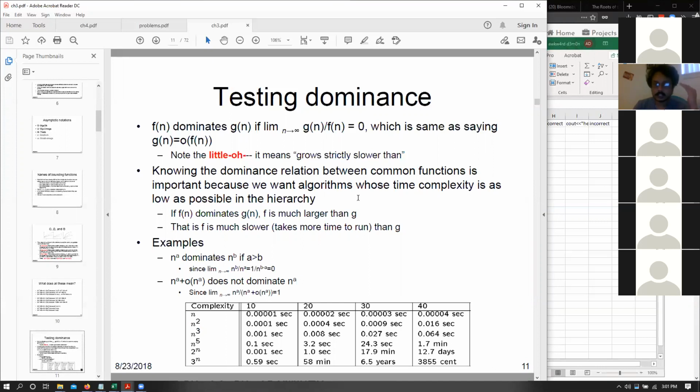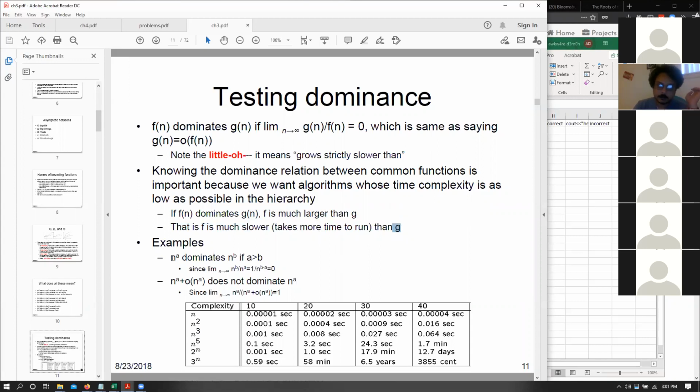So the dominance equation matters. So f(n) dominates g(n) if f is much larger than g, where f(n) is the equation in consideration for our big O value, and g(n) is our considered equation for our algorithm. So that means that f is much slower. Basically, that means that f takes much more time to run than our current equation g.